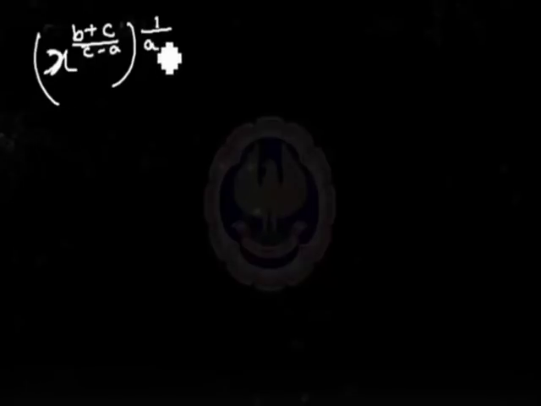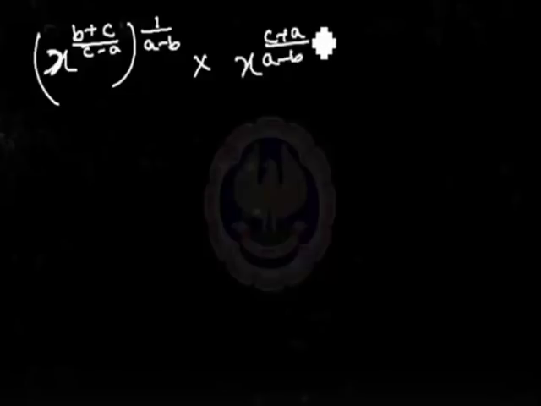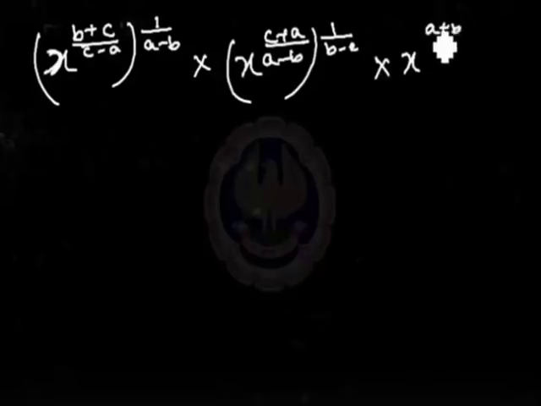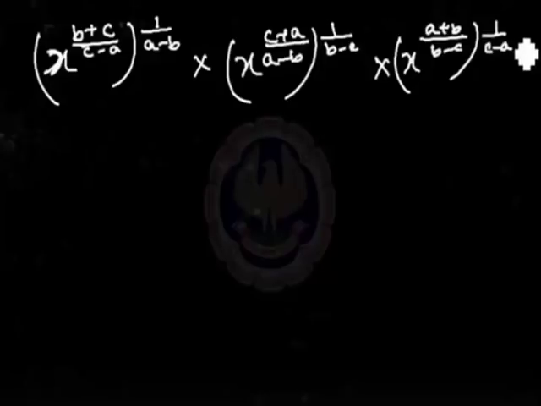Let's solve this. So the question is, (x to the power (b+c)/(c-a))^(1/(a-b)) into (x to the power (c+a)/(a-b))^(1/(b-c)) into (x to the power (a+b)/(b-c))^(1/(c-a)). You have to find out the value of this, right?